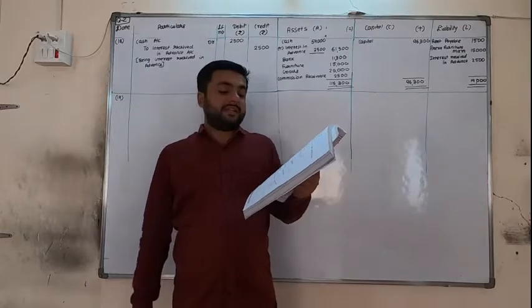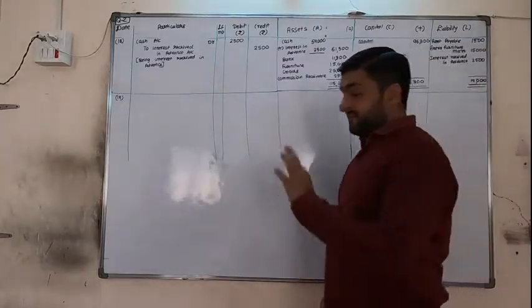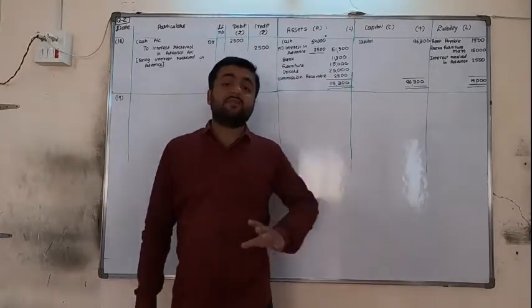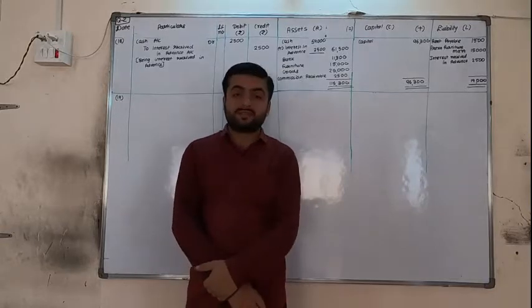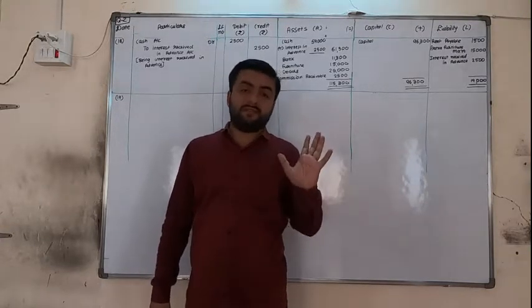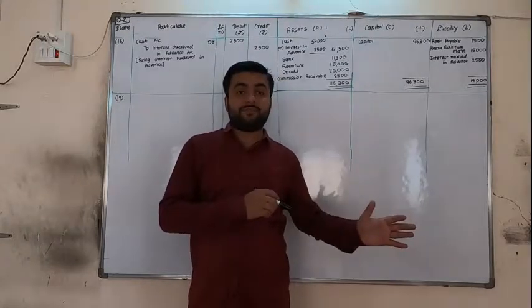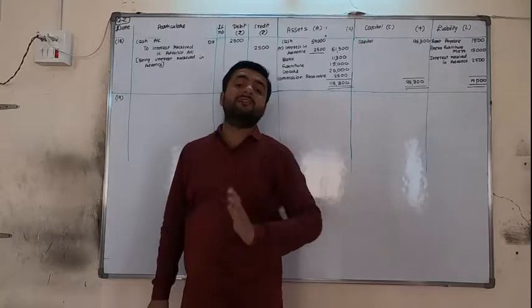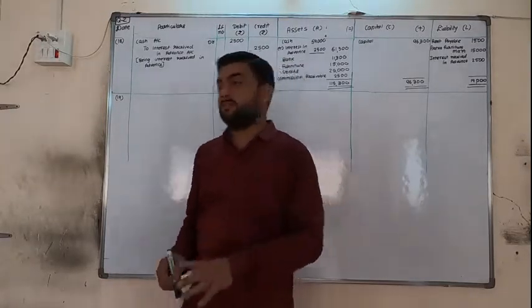Advertisement expense paid in advance 2,000. We have paid, so cash is credited, and what is paid? Advertisement expense. But don't write simply advertisement expense to cash. Reason is simple. It is not an expense of this period, because it is before time. So you have to use the words in advance. So advertisement expense paid in advance account debit to cash account.